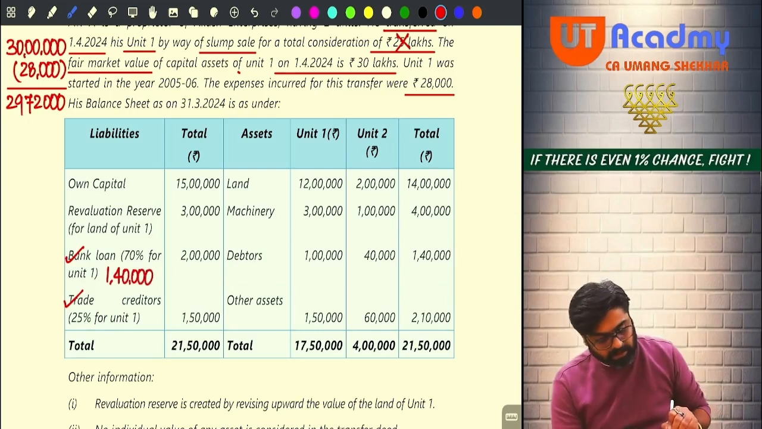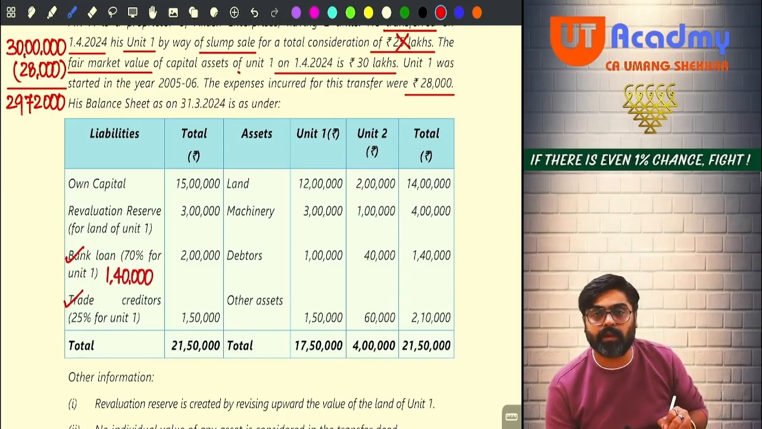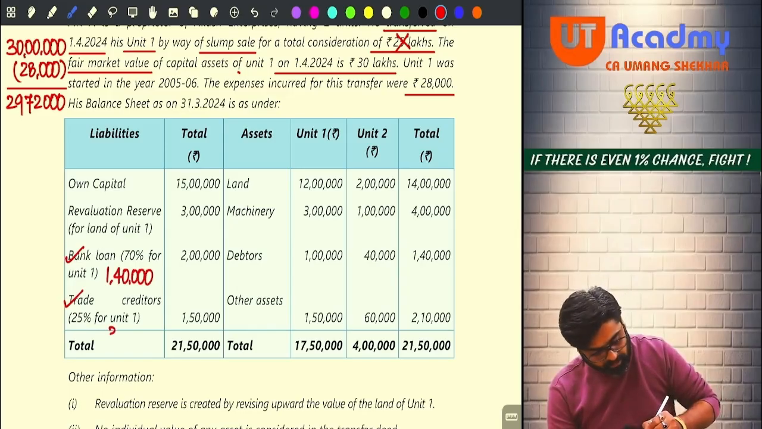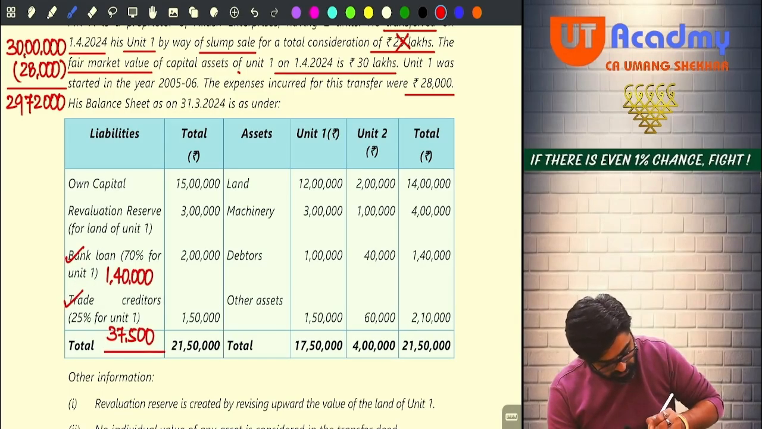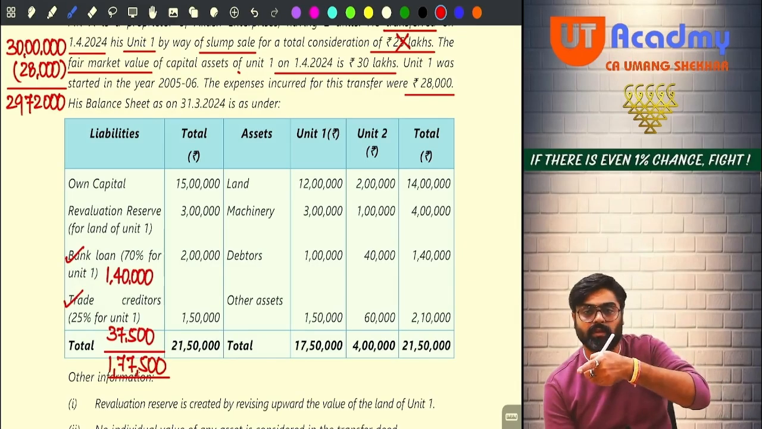And trade creditors 1,50,000 is there. 20% of that is for unit number 1. So 25% of 1,50,000 will be 37,500. So 37,500 plus 1,40,000 will give me a total liability of 1,77,500. Now I will have to just calculate the total assets. Out of total assets, I will reduce these liabilities.